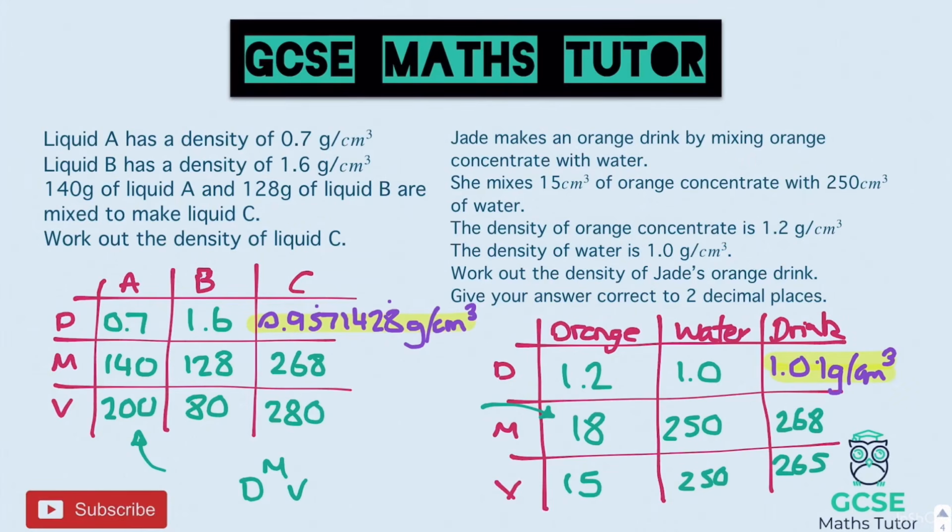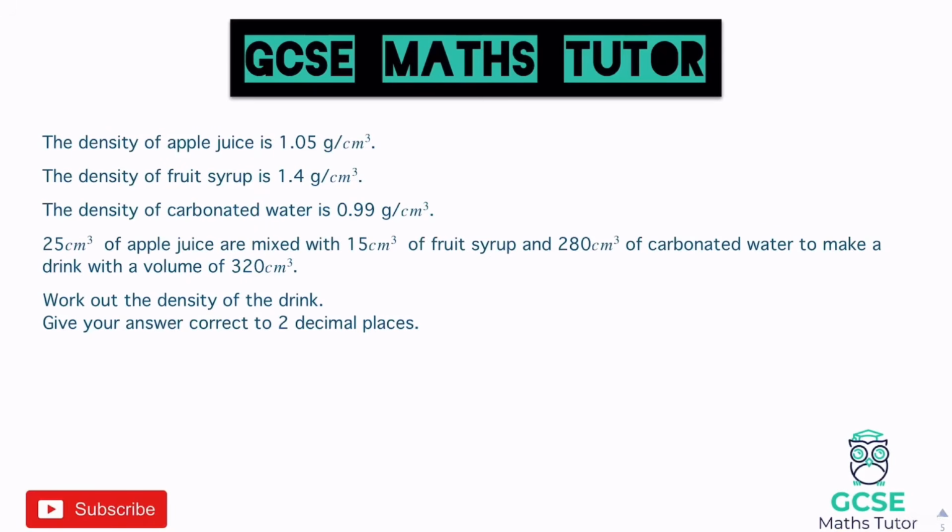Right, okay, let's have a look at a couple that are slightly different to these two. Okay, so this question here isn't really too much different in terms of the process that we're going to take, but what's different here, look, is we've got apple juice, we've got fruit syrup, and we've got carbonated water, and they're all getting mixed together to make a drink. Okay, we've got this drink getting made. So the only thing that's going to change in this one, look, is that when we draw our table, we've got 3 things.